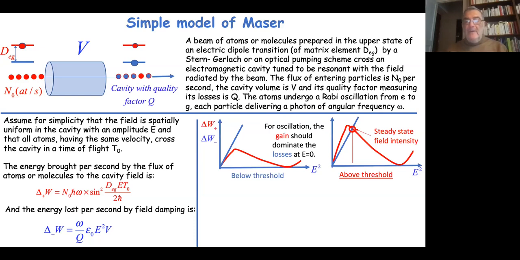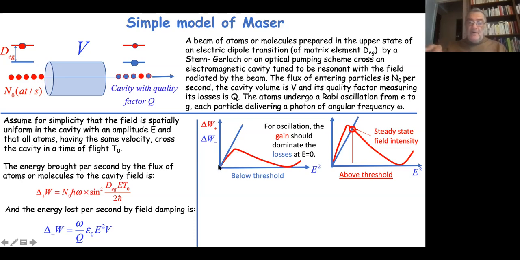So I show you here what happens below threshold. Below threshold, the sine square curve, T0 over 2h bar, which is given by this curve, has a slope at origin, which is the red slope, which I show here. And the losses, which are proportional to E square, are given by the blue line. And you see that below threshold, the losses at origin are larger than the gain. So the system cannot start oscillating.